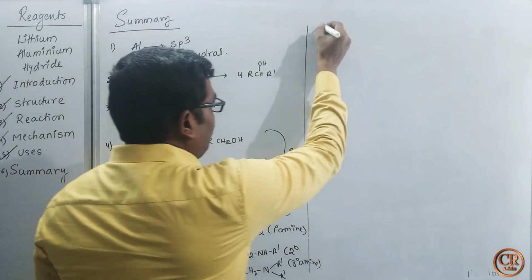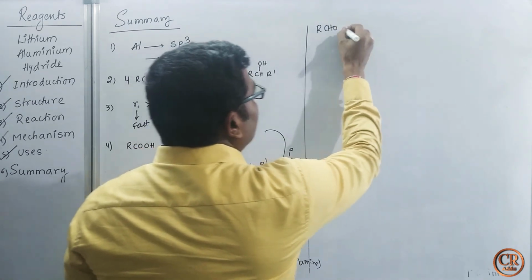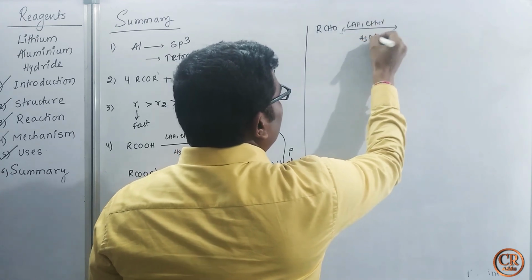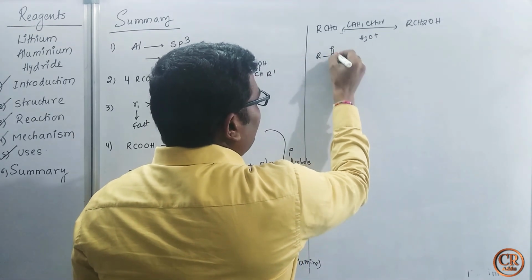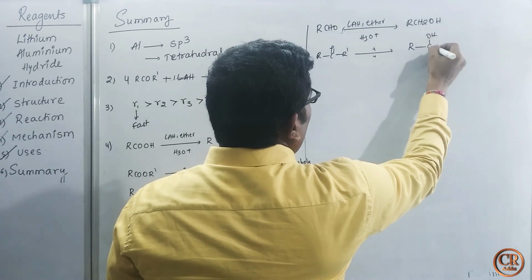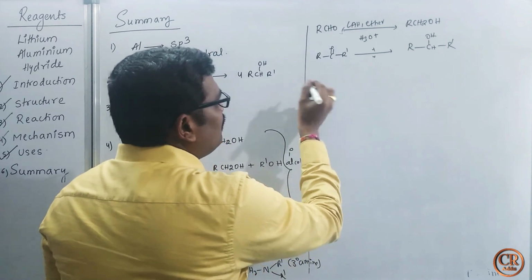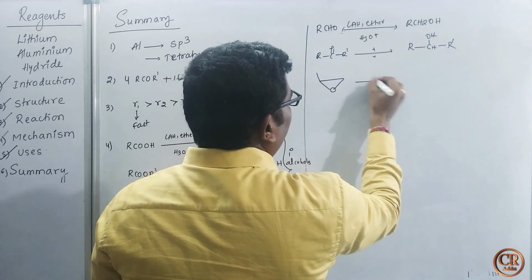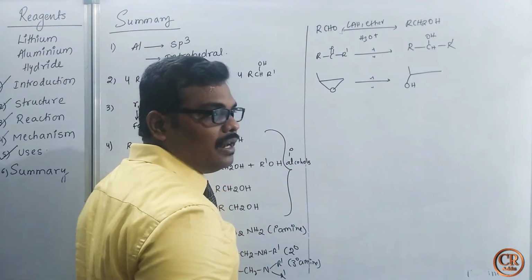Now if you take carbonyl compounds, aldehydes, when reacted with lithium aluminium hydride in ether followed by acid hydrolysis, give primary alcohol, RCH2OH. When ketones react with lithium aluminium hydride in ether followed by acid hydrolysis, they give secondary alcohol. Now if you take epoxides, generally epoxides give alcohols. This is propylene oxide.